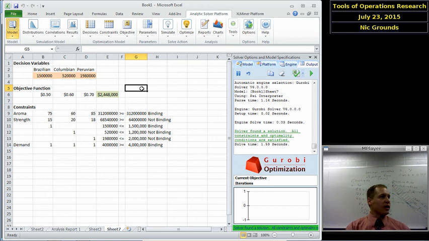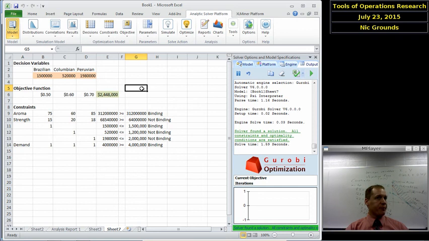One way or another, it'll ask you about one parameter of the whole model: how much it would need to change by, or when it changed, does the optimal solution change? Do the optimal decision variables change?